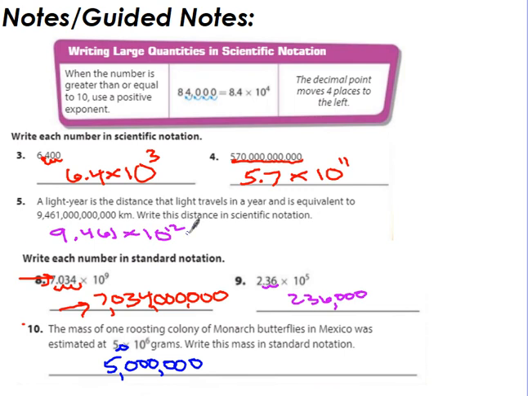Okay, so for number 5, you should have got 9.461 times 10 to the 12th. So my decimal, I always have one number in front of it. It's between 1 and 10. That's where I knew to stop, and I had to move it 12 times to get there.